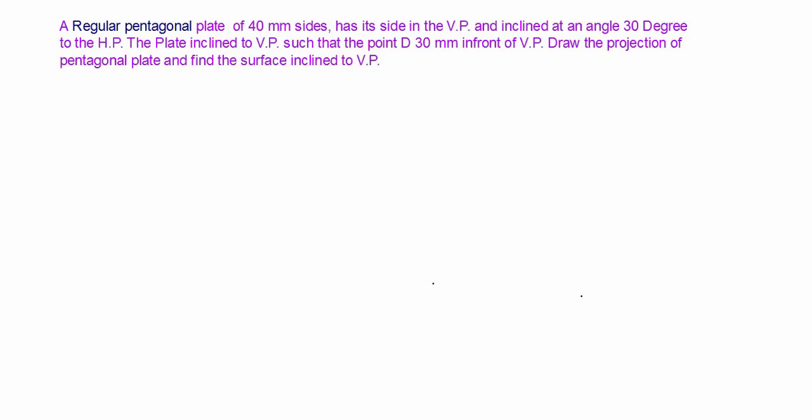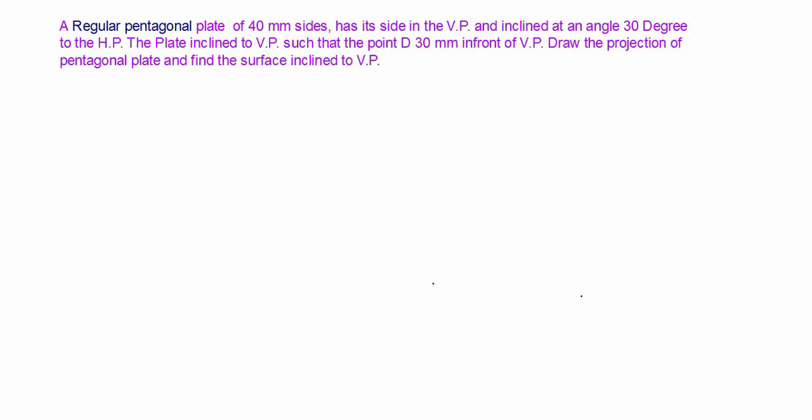Today we learn the projection of plane problems. A regular pentagonal plate 40 mm side has its side in VP and inclined at angle 30 degree to HP. The plate inclined to VP such that the point D 30 mm in front of VP. Draw the projection of pentagonal plate and find the surface inclined to VP.